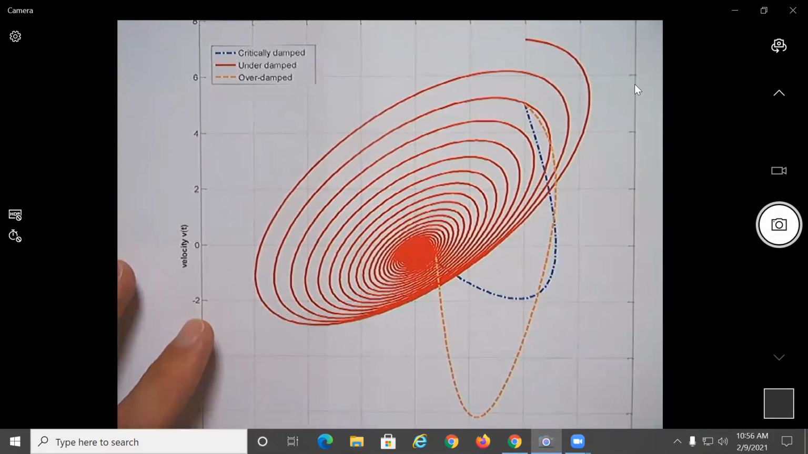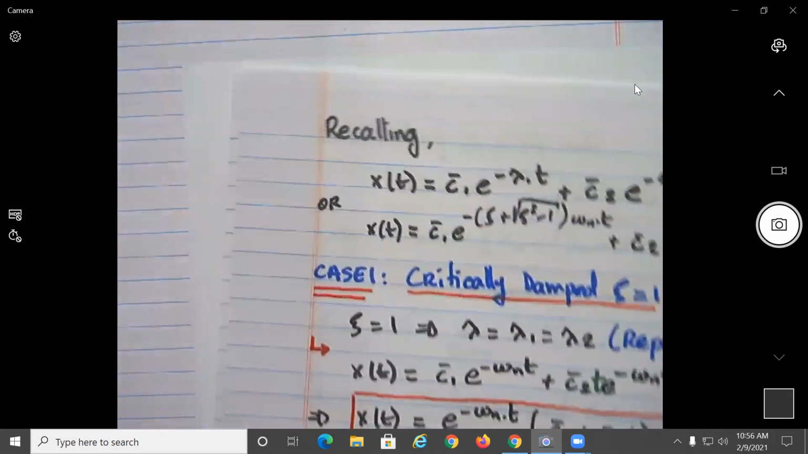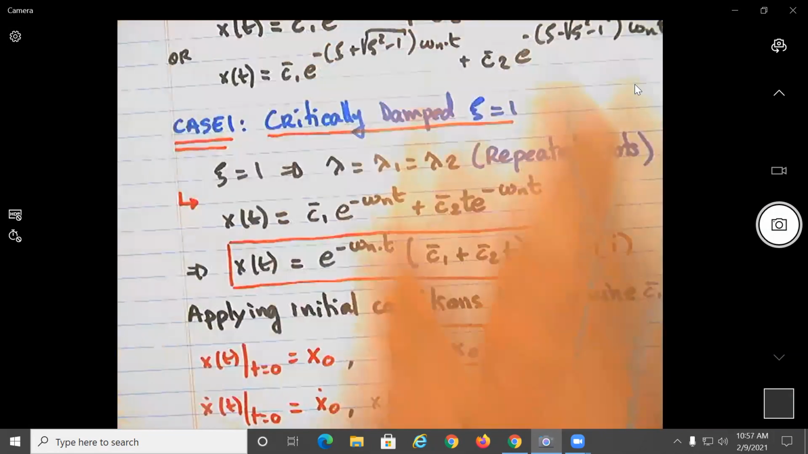All right, so I will add also these two figures to the class notes. All right, and that will be it for today.